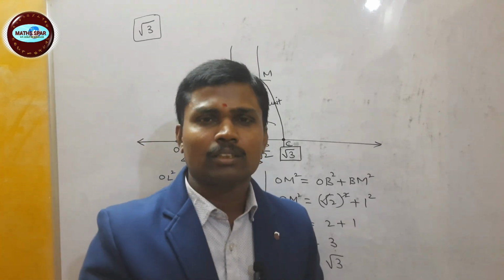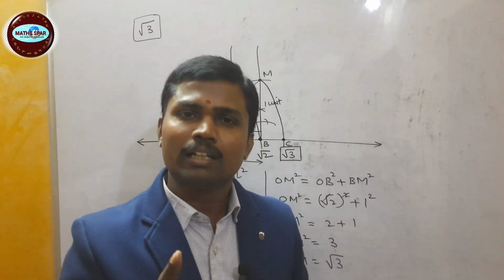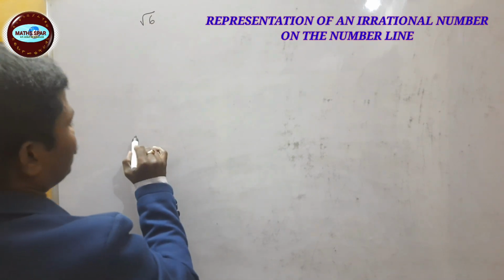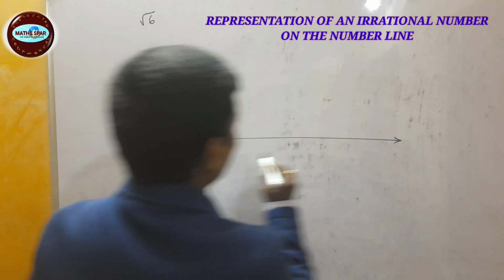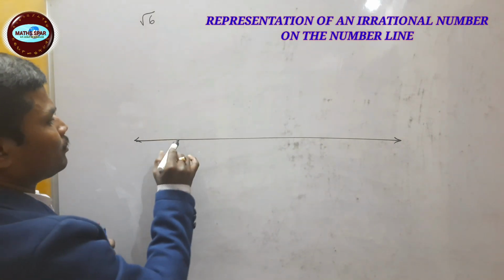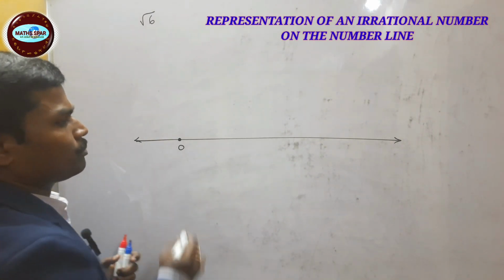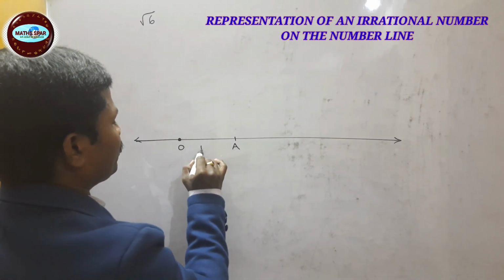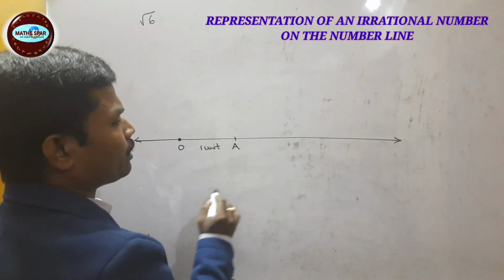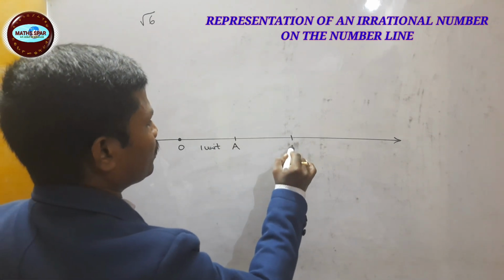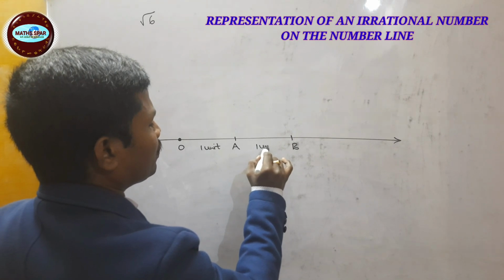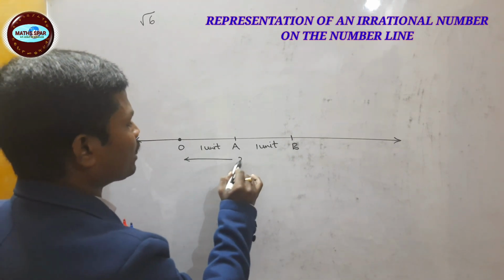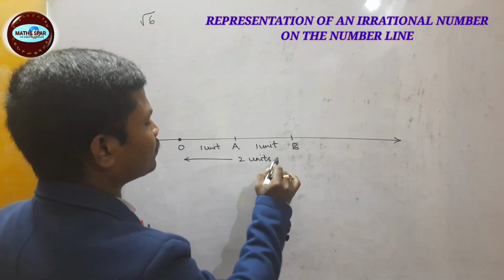How do we construct root 6 on the number line? Root 6. We draw a line on which we mark O. We take some convenient measure OA as 1 unit and AB as another 1 unit, so that OB becomes 2 units.